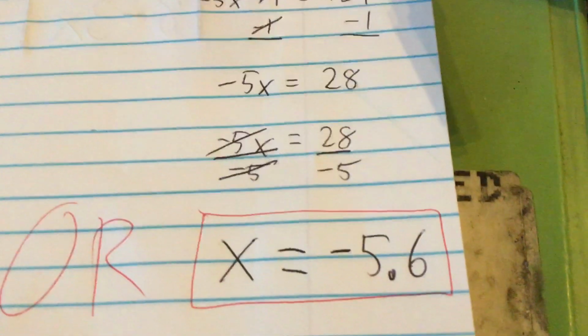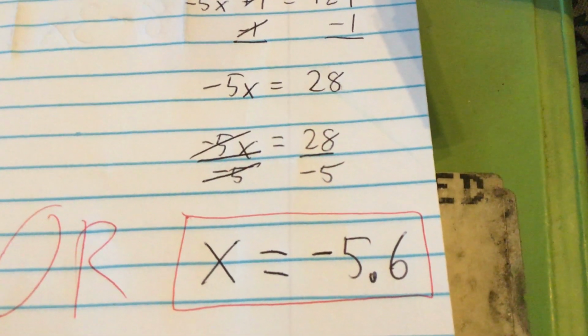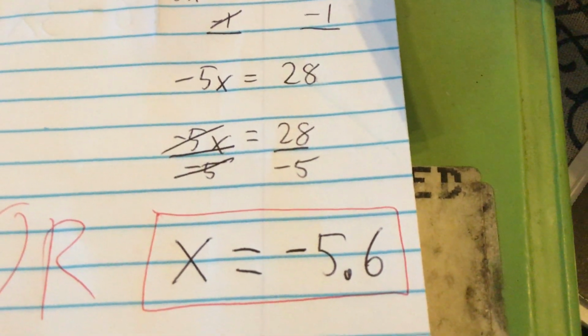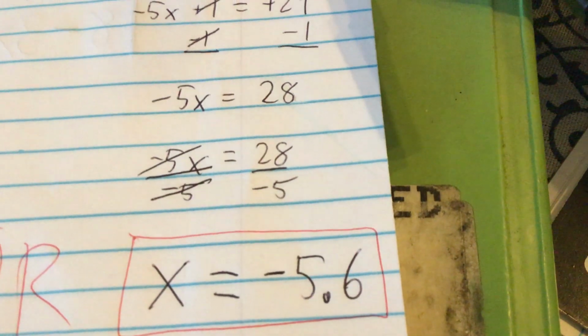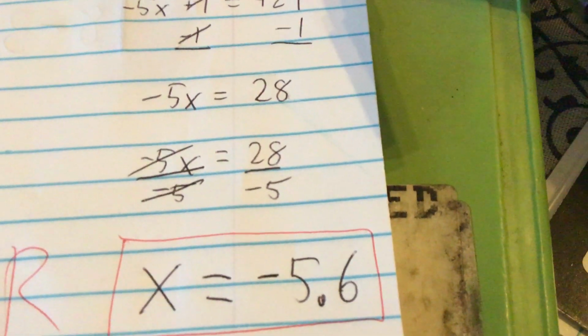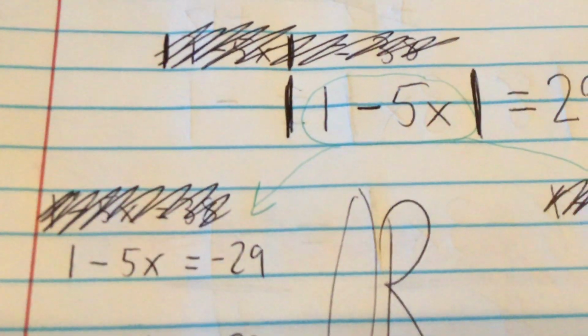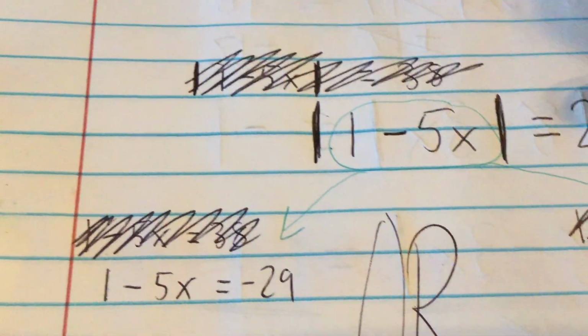Or if you like it as a decimal, 28 divided by 5 is 5.6, and a positive divided by a negative is a negative. So one of the solutions is negative 5.6. But we're not done. So we're going to look at the left side of the equation. 1 minus 5x is equal to negative 29.